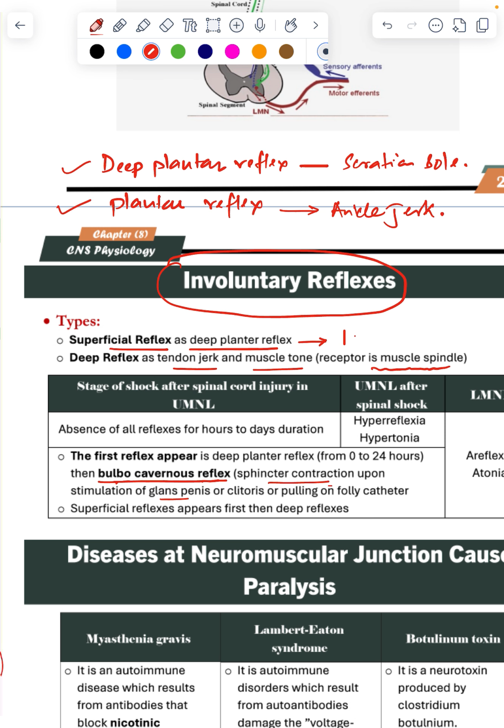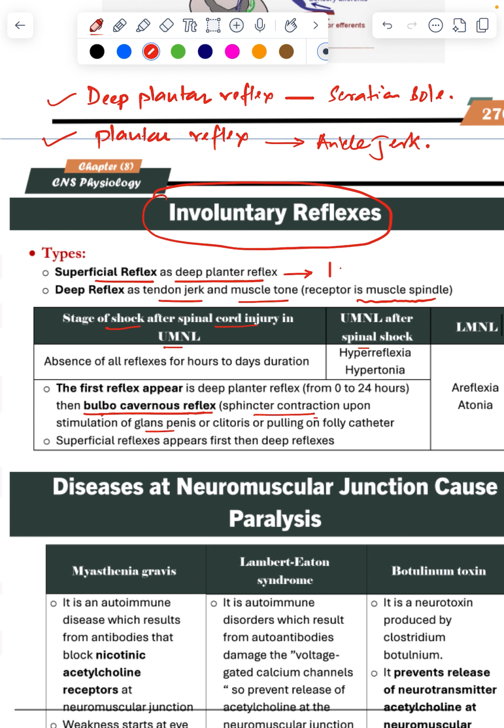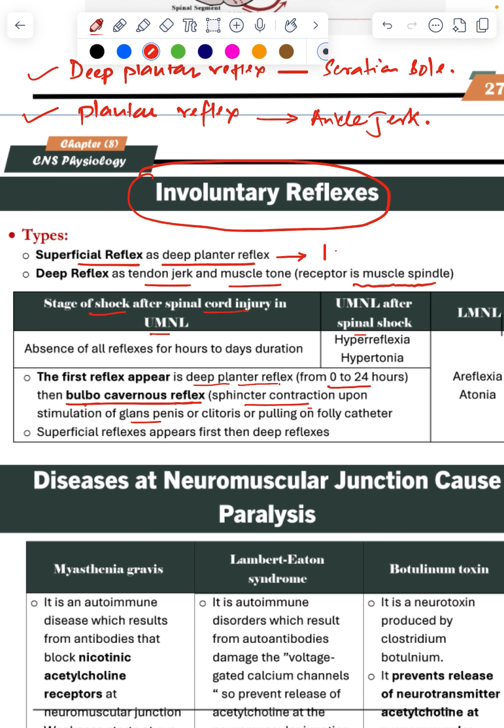So this confusion of deep plantar reflex and plantar reflex matters whenever there is spinal cord injury or spinal shock. In an upper motor neuron lesion after spinal shock, the first reflexes which come back are superficial reflexes. Among them, the first reflex to appear is the deep plantar reflex. So within 0 to 24 hours, the deep plantar reflex comes back, meaning scratching of the sole, and when you get this movement of the toes, that is deep plantar reflex.